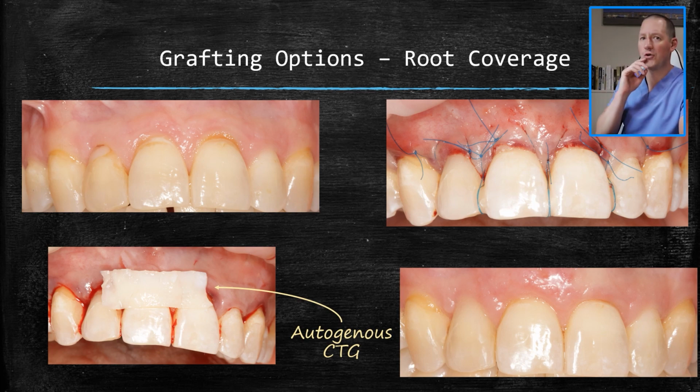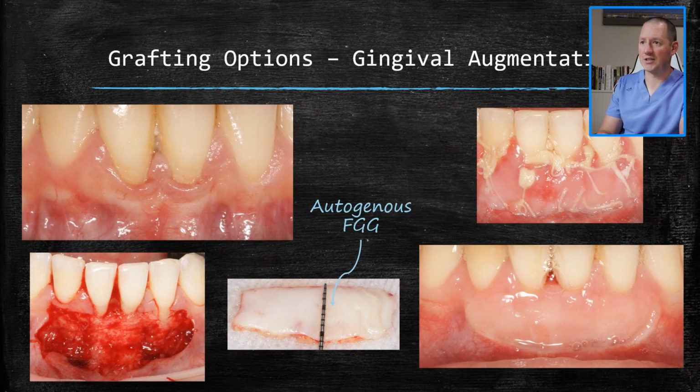Now let's look at gingival augmentation. So this is a case, we've actually seen this before as well, where this patient came in with basically no keratinized tissue here, a lot of bleeding, a lot of uncontrolled inflammation, plaque at the margins.